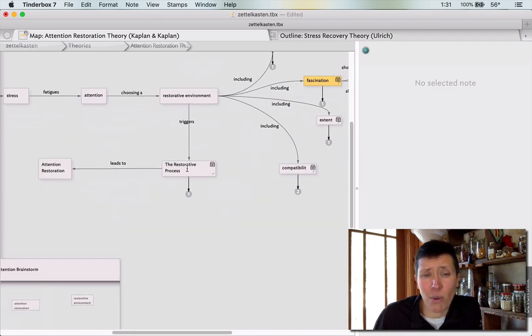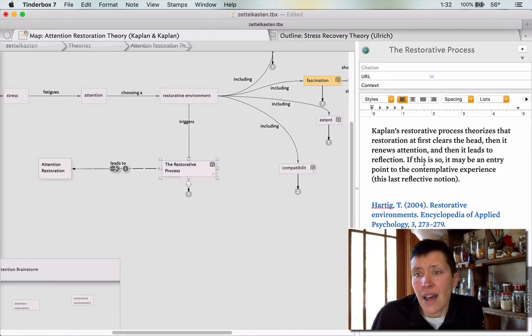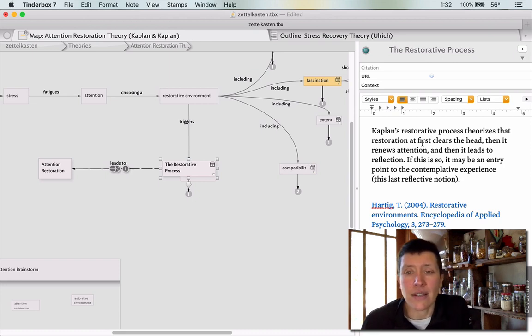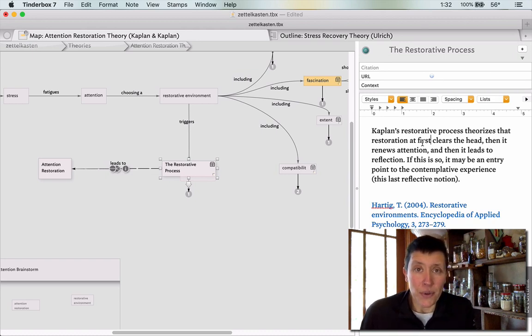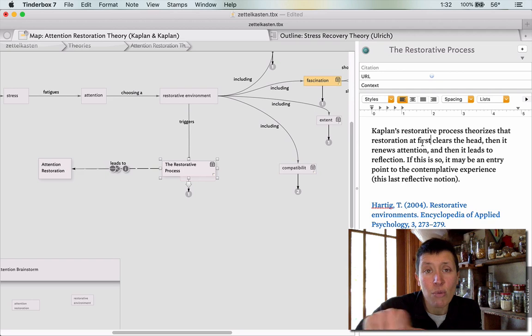And if I want to remember the restorative process and what it particularly is, then I have the note here that at first it's clearing the head, then it is renewing the attention, and then it is going into this place of reflection. And I'm able to recall that specific part. And what's cool is that there's another article that I've discovered that's specifically just about the restorative process and unpacking those pieces. And I can read that article, add it as a citation to this particular zettel, and flesh out the zettel much more robustly based on what I learned from that article.